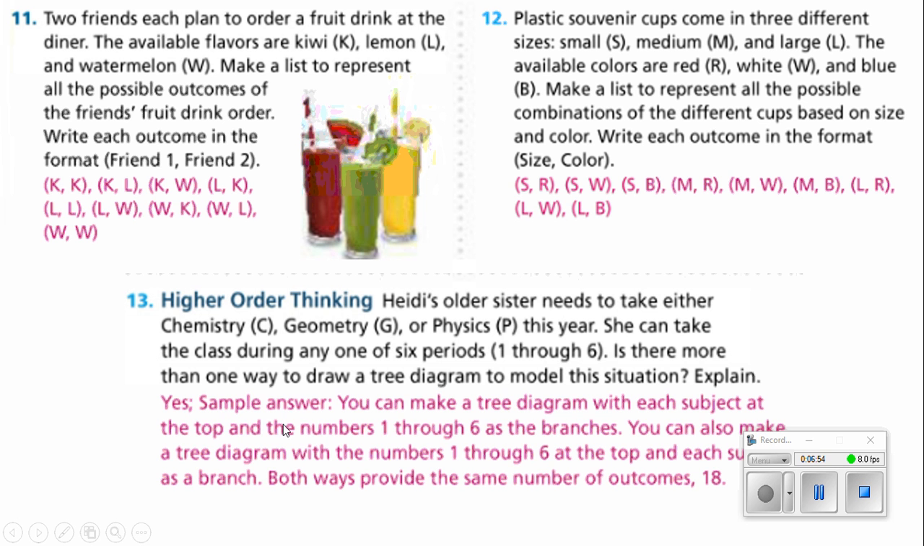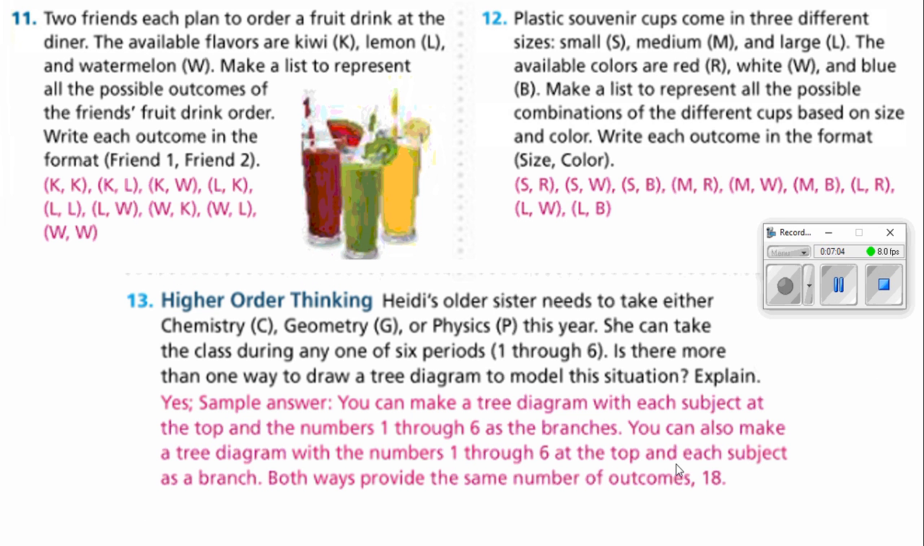I think so. You can make a tree diagram with each subject at the top and the numbers 1 through 6 as the branches, which would represent the period. Or you can make the tree diagram with the numbers 1 through 6 at the top and each subject as a branch. Both ways provide the same number of outcomes, which would be 18. 6 times 3 is 18.